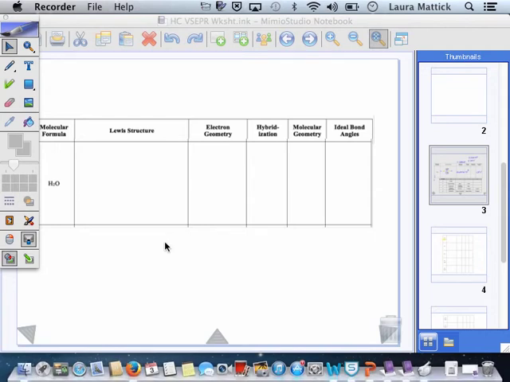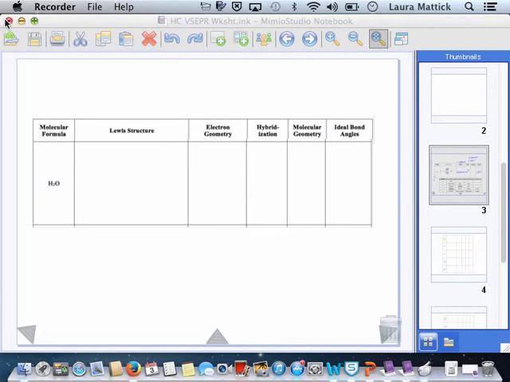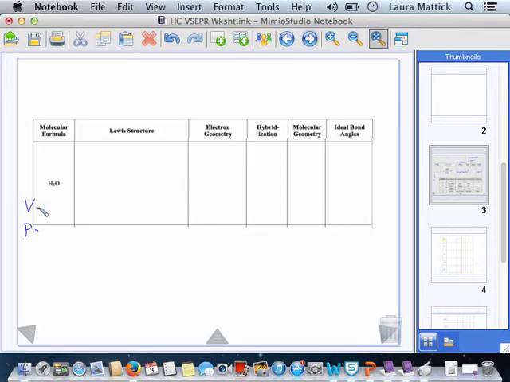The next example we're going to do is with H2O. So the first step in this procedure is to write the Lewis structure for H2O. I'm going to do the math very shorthand. Remember, if you want to do the long version of the math, you are more than welcome.